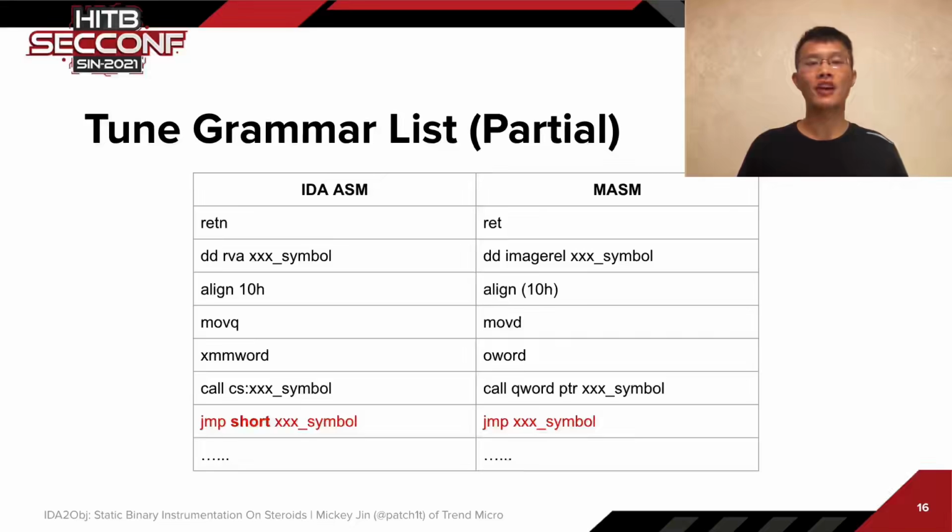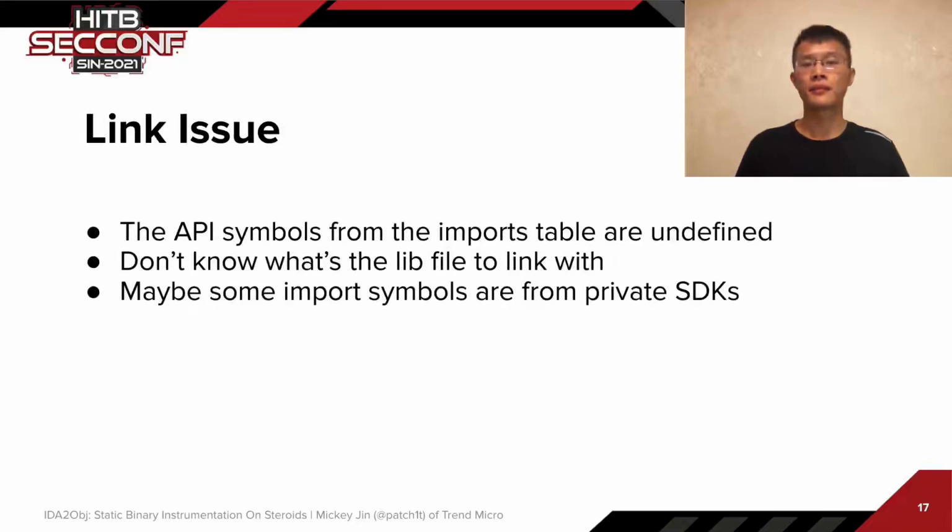Now we got some OBJ files from the assembly files. It's time to link them all. This is the key issue at the linking stage. The API symbols from the import table are undefined, so we must link with the proper lib files. But for some special APIs, I don't know which lib file to link with. Maybe some import symbols are from private SDKs, while we don't have the private libs. So we must generate the lib files by ourselves.